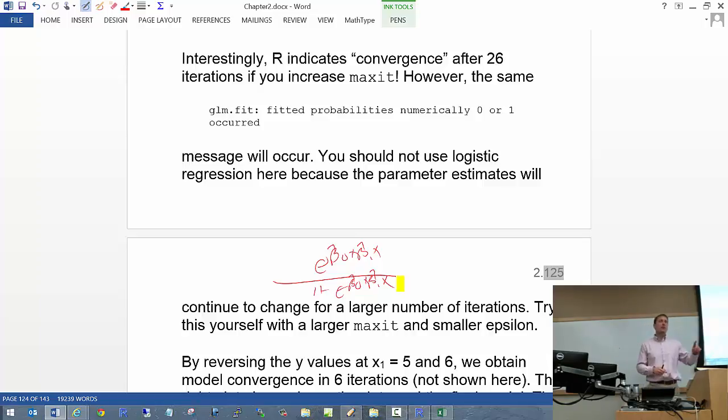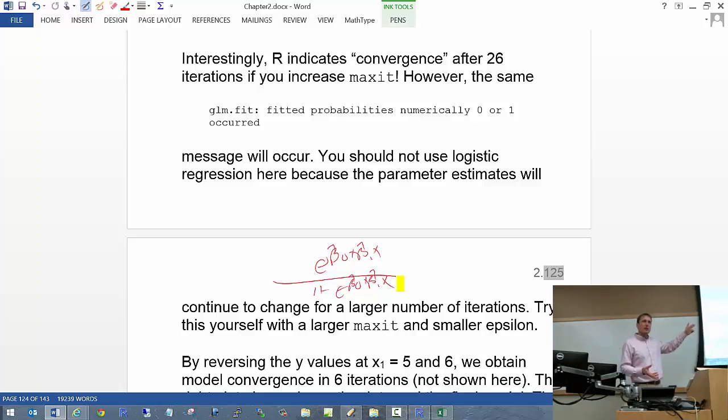Because if I were to use a smaller epsilon to force us being able to use a larger number of iterations, you will see the beta hats will continue to change. So that's the problem. The main thing is this. If R tells you you have not converged, well, you have not converged. If R tells you you have converged, well, likely you have, but you have these situations that you have to worry about.